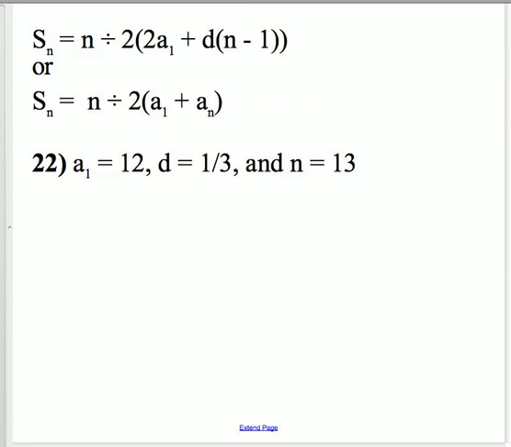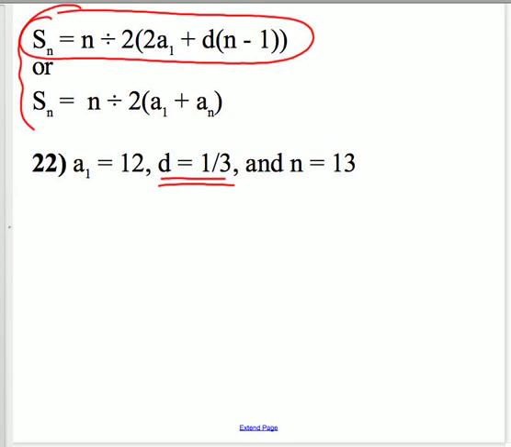Next problem we're going to look at is number 22. In this instance, they tell me d, that's the common difference. Well, if I look at my two series equations, this one has a common difference. Do I have everything else that I need? Sure. I have the first term, and I have n, how many numbers I'm actually adding together. So I can use that first equation to find s sub 13.